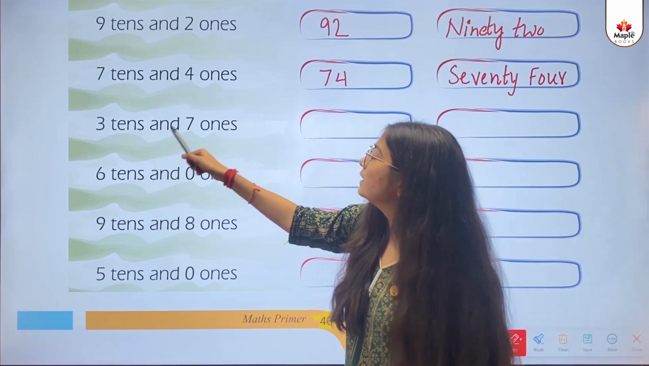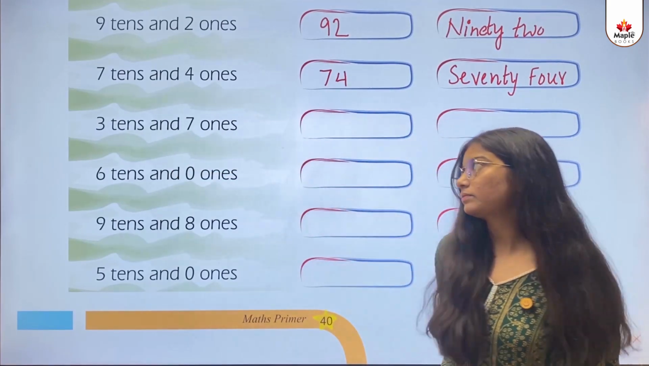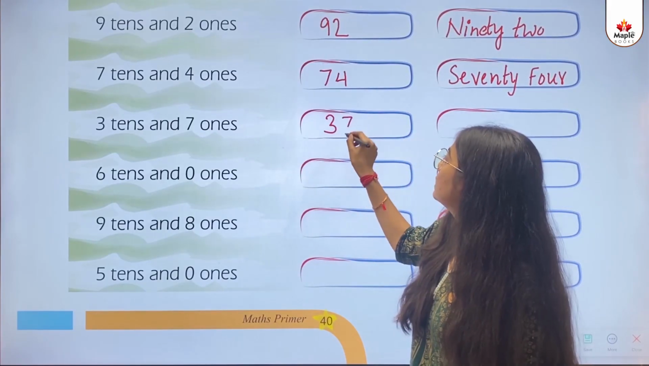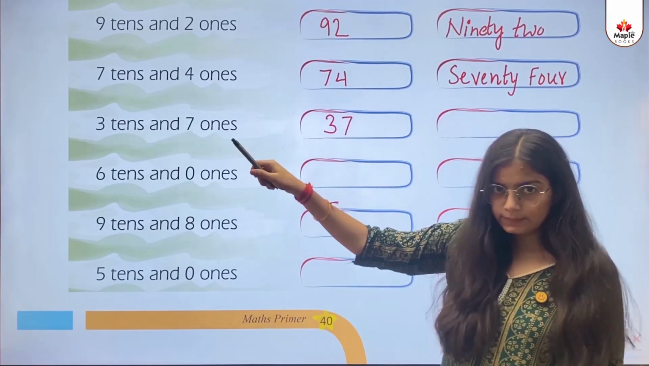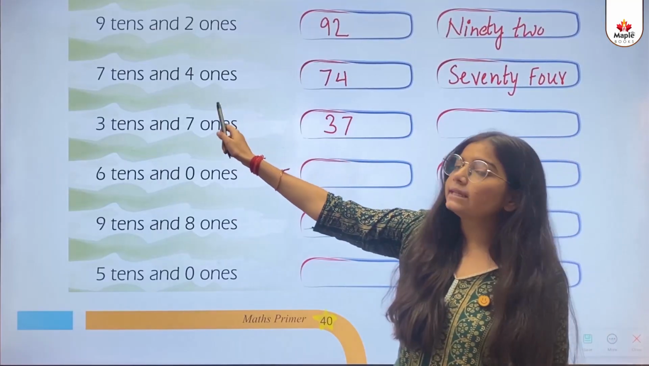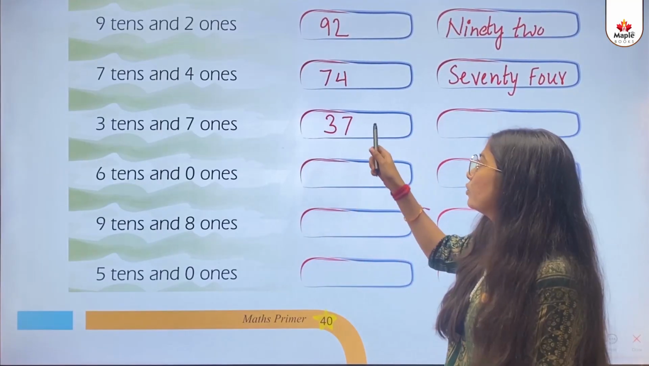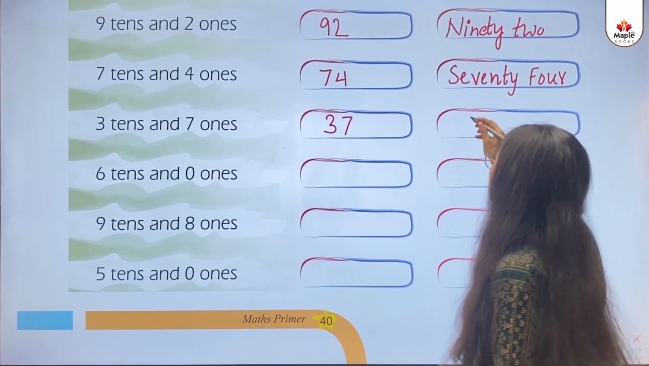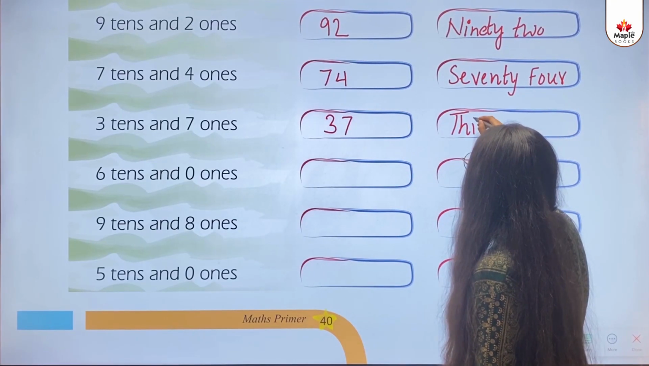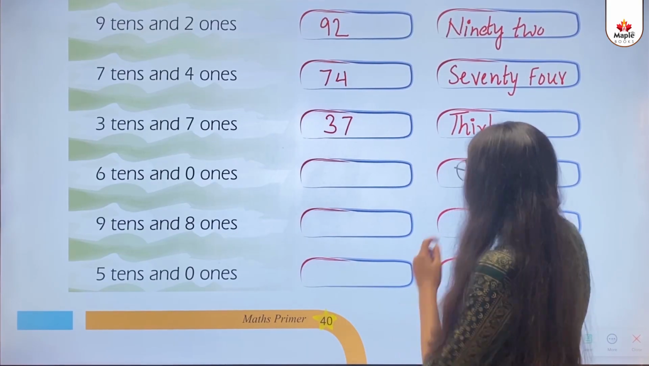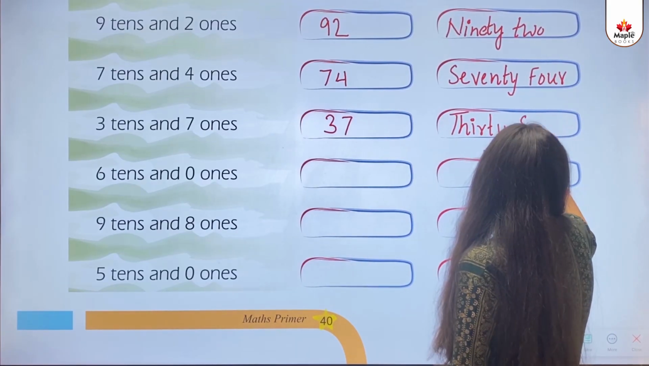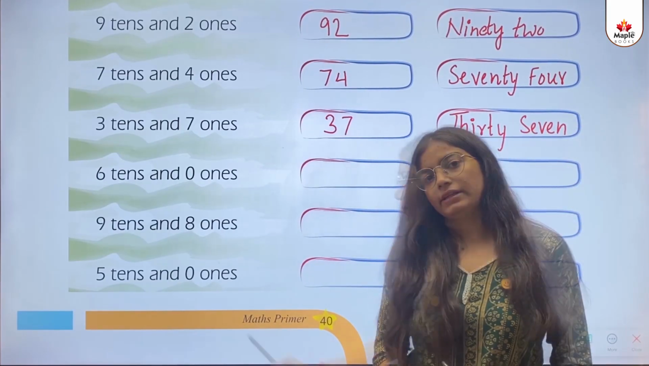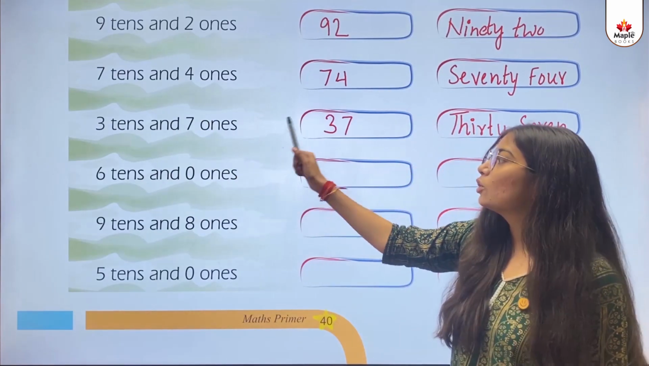Then 3 tens and 7 ones. So 3, 7. 3 is on the tens place, so I write it first, and 7 is on the ones place, so I wrote it after. So what makes it? 37. So we will write here T-H-I-R-T-Y, 30, S-E-V-E-N, 37.